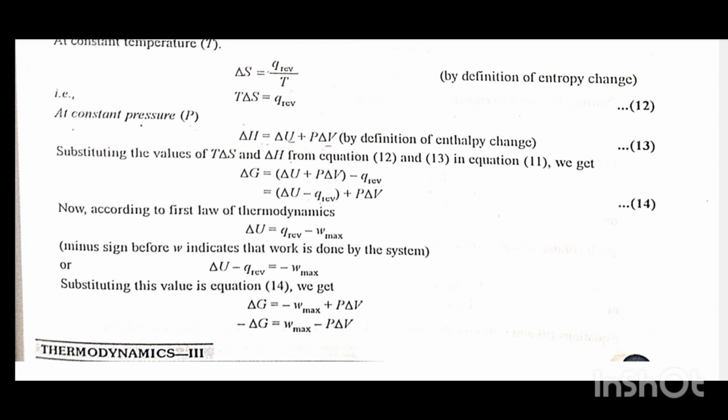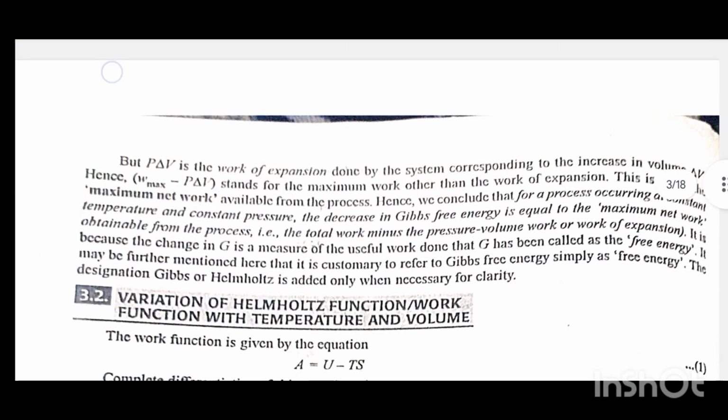Now, according to the first law of thermodynamics, delta U is equal to Q reversible minus W max. The minus sign before W indicates that work is done by the system, or delta U or Q reversible is equal to minus W max. Substituting the value in equation 14, we get delta G is equal to minus W max plus P delta V. Minus delta G is equal to W max minus P delta V.